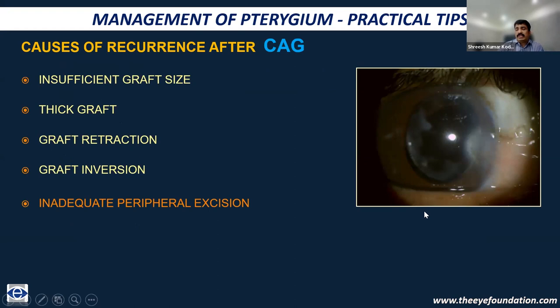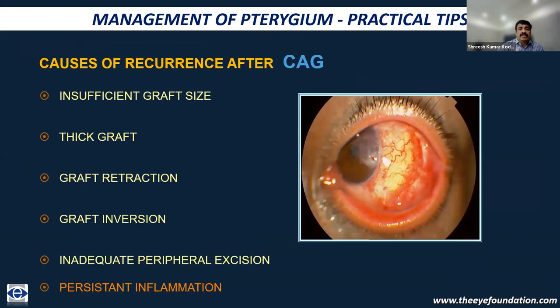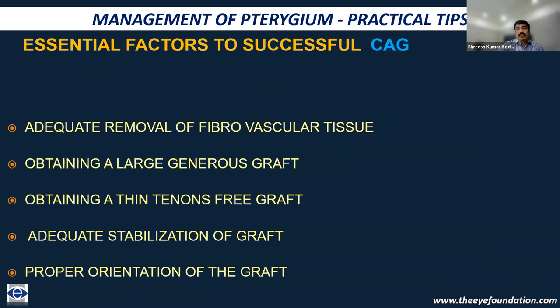The other areas are all covered well. So inadequate peripheral excision can lead to recurrence, and so can persistent inflammation. If the eye is inflamed, it has to be treated, it has to be controlled. Otherwise, it can lead to recurrence. So what are the essential factors that help in the success of conjunctival autografting? One is adequate removal of the fibrovascular tissue of the pterygium.